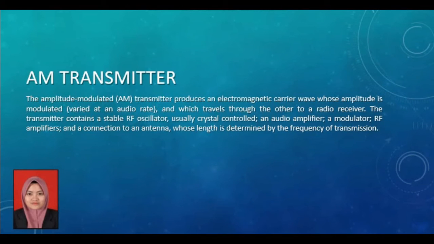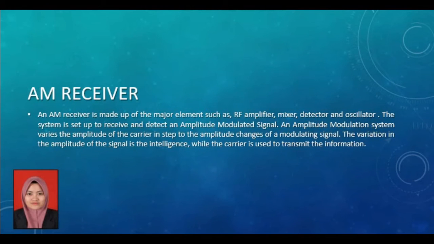An AM transmitter produces an electromagnetic carrier wave whose amplitude is modulated and which travels through the ether to a radio receiver. The transmitter contains a stable RF oscillator, usually crystal controlled, an audio amplifier, a modulator, an RF amplifier, and a connection to an antenna whose length is determined by the frequency of transmission.